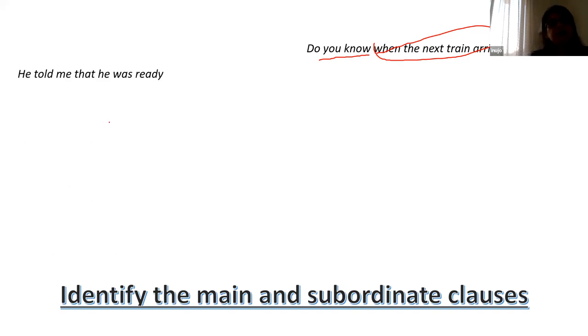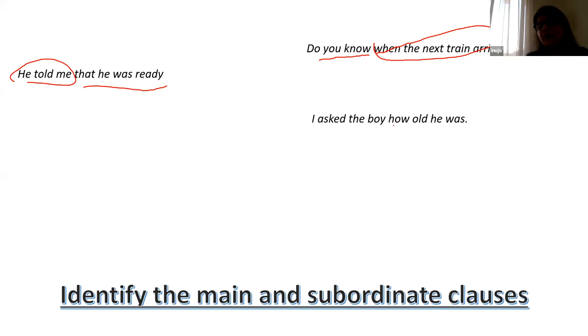Next one. He told me that he was ready. He told me is your main clause, and that he was ready is your subordinate clause. All right. That he was ready. There's no meaning to that. There's not an independent meaning to that. Hence, that is a subordinate clause. He told me that he was ready. Then only it makes sense.